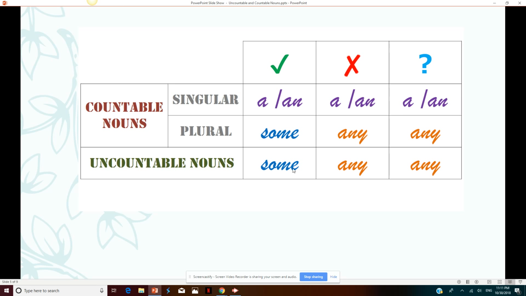So you can review this slide, and you see on the top the green tick mark. The X means negative, and you can see the question mark here to guide you better.